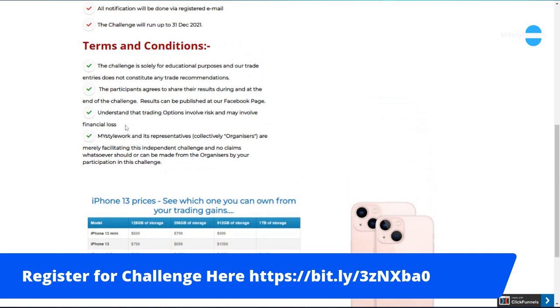Okay. Any more terms that I should not miss out? Understand that options involve risk and financial loss. This one you have to really understand before you sign your life away. And the other one is, of course, my company and its representatives, which is me and my team, are only organizing and facilitating this. Whoever joins, don't come and claim from me if you don't make money or if you lose money. But we will try to be safe in our trades, because I also don't want to lose money, you see.